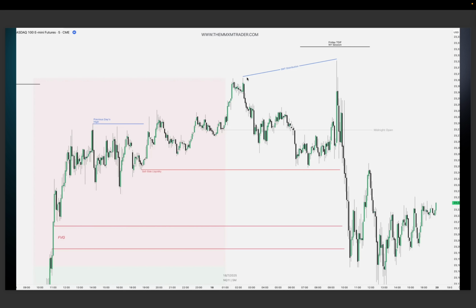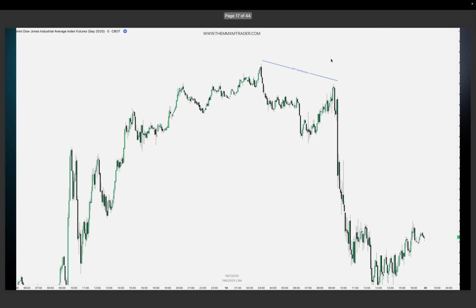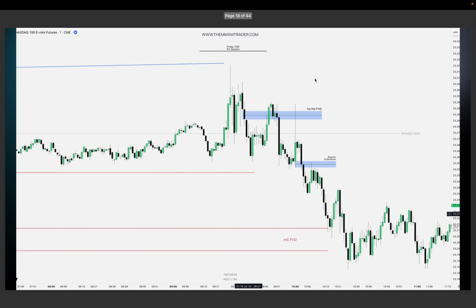Like I mentioned, you want to watch out for SMT. And in this case, we had SMT between Thursday and Friday's high here. So you can see NASDAQ makes a higher high, whereas YM makes a lower high. So we have another point checked off our checklist, which makes the trade higher probability.